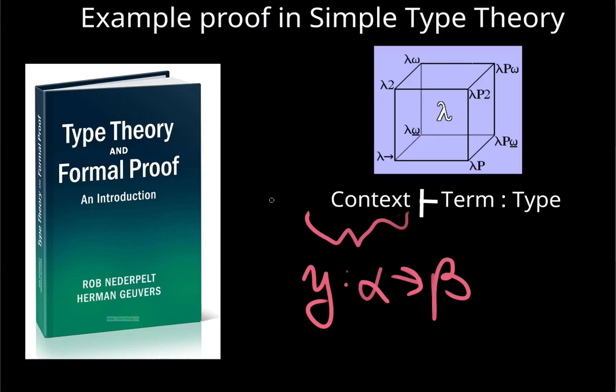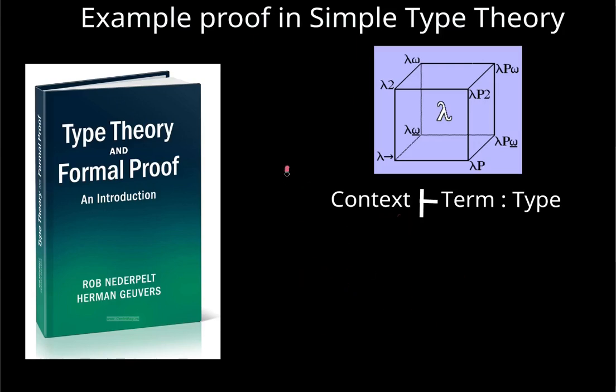So if you're at some judgment where this is in the context, then it is as if there is a variable defined at that point. So you're in a scope where a variable y is defined as having this type, right? Okay, so sentences with these three parts are called judgments, and in the type theory, you can ask questions about these judgments.